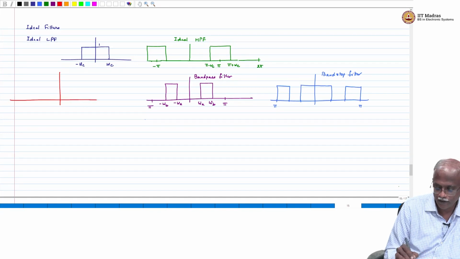Okay, so now I have an input signal which goes from minus pi to pi.